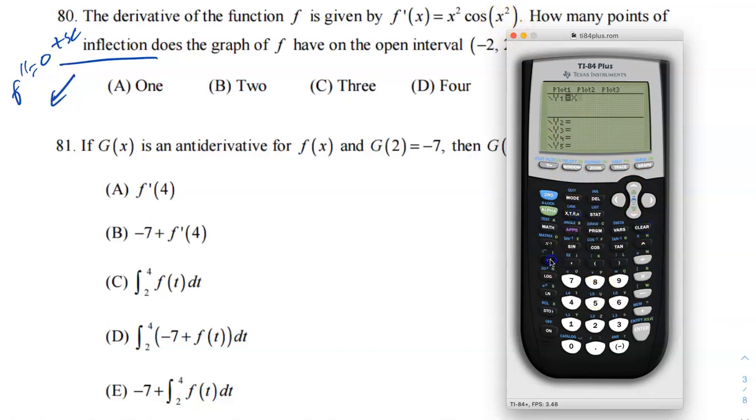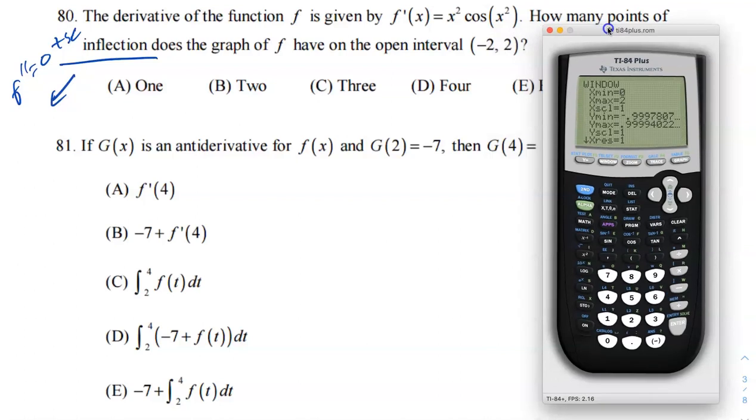You just graph the derivative they give you. So x squared cosine x squared, and very important I'm in radians because all trig functions all around. I'm gonna change my window one more time. So now I'm going from -2 to 2, not 0 to 2.